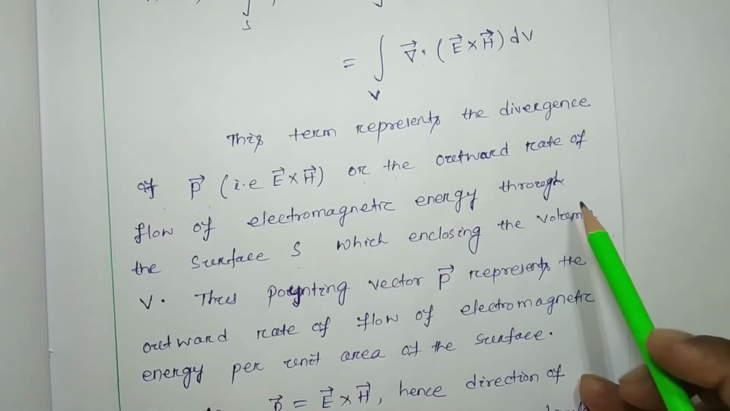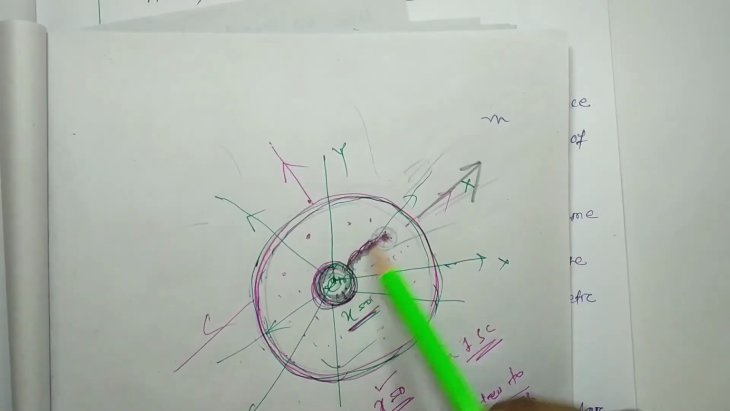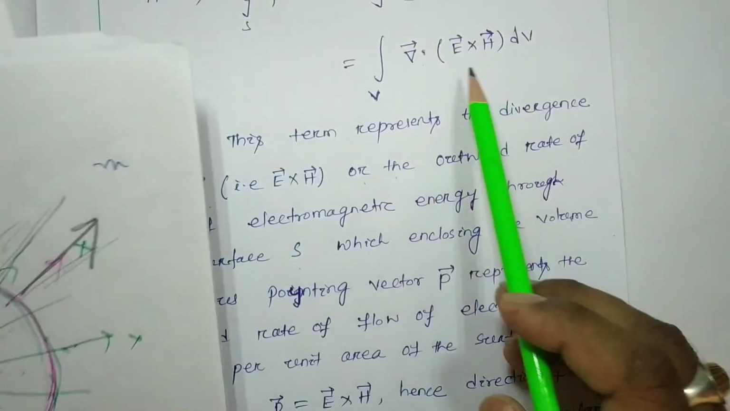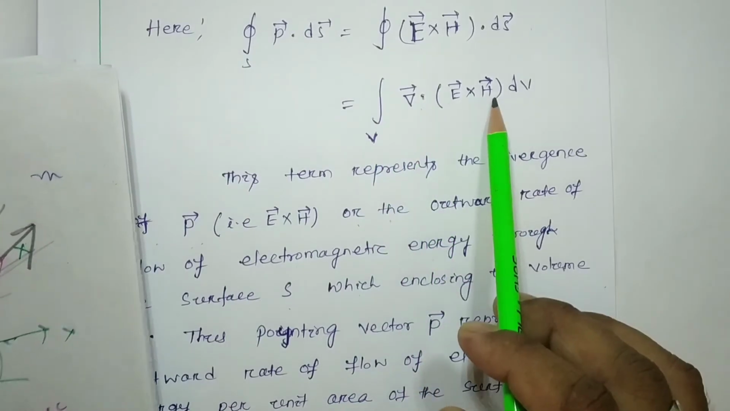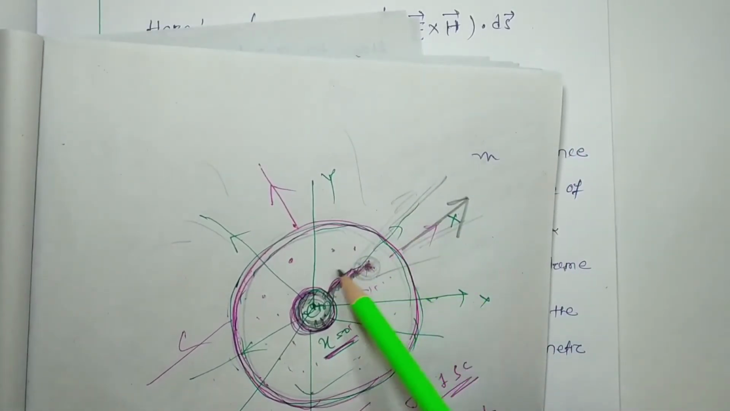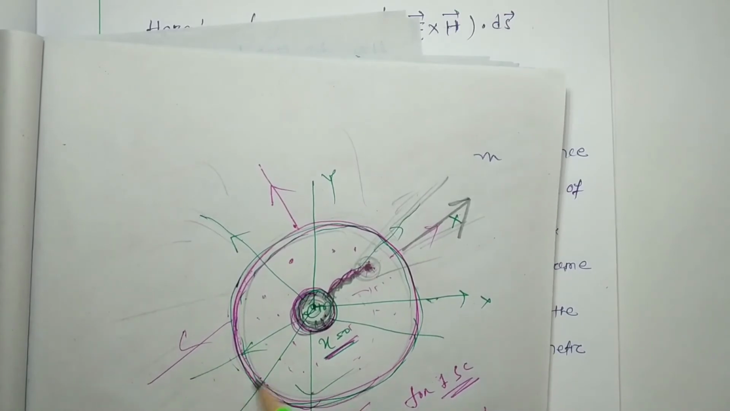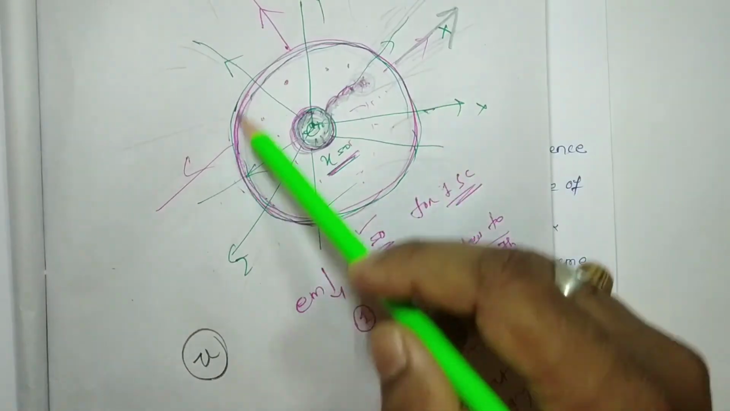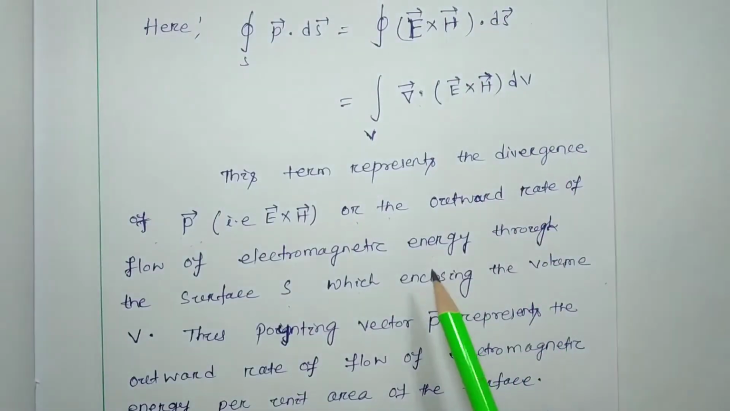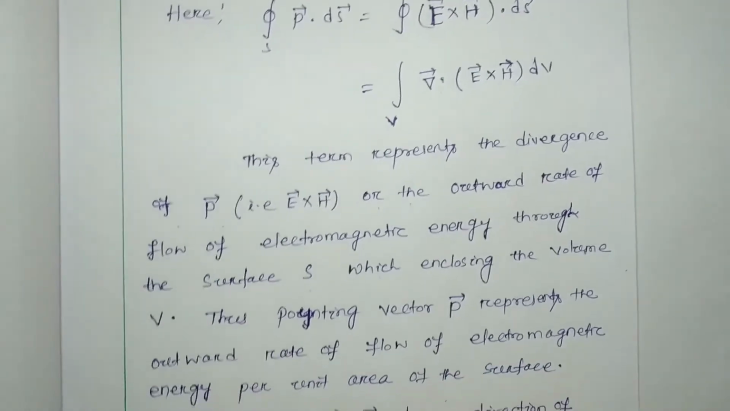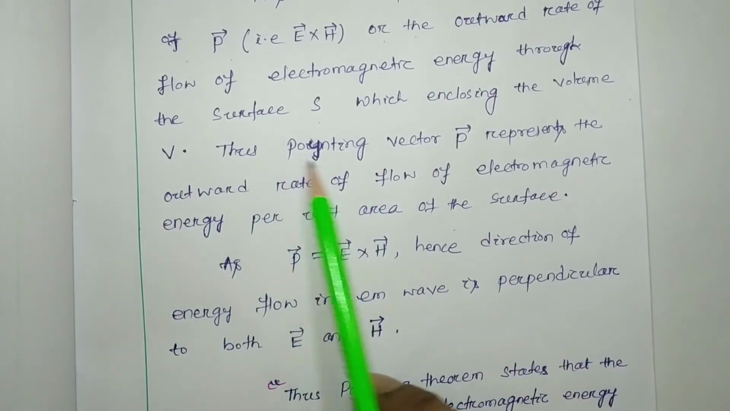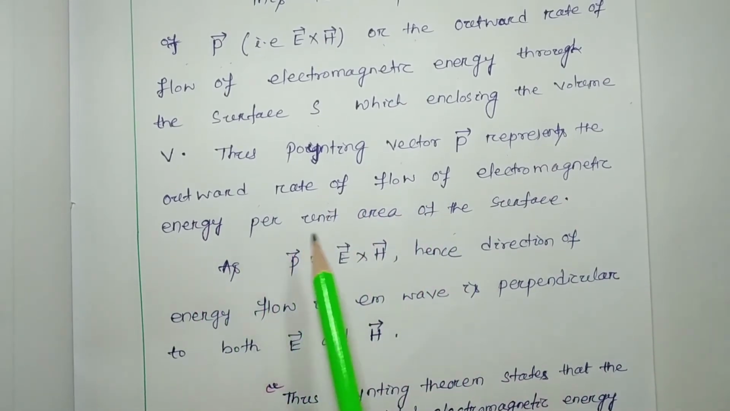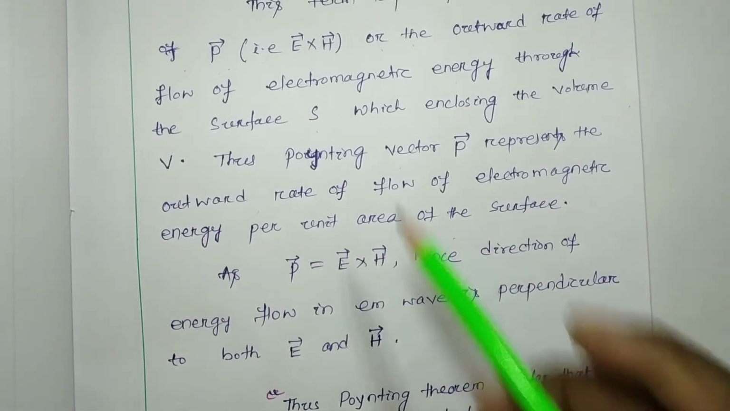V. That means this term, divergence of E cross H, represents outward flow, that is, the energy is diverged from this volume, which is enclosed by this surface V. Thus Poynting vector P represents the outward rate of flow of electromagnetic energy per unit area of the surface.